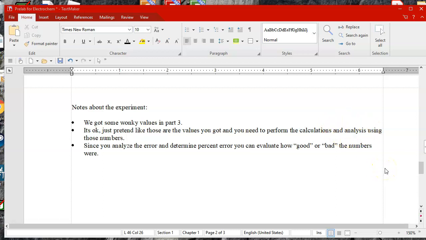When you do the analysis, you'll then determine the percent error, and you can look at it. Did you get, relatively speaking, good or bad numbers from it? And it's going to be a little bit off. I'm just telling you that, but that's okay. All right, you just want to use that and move forward with it.